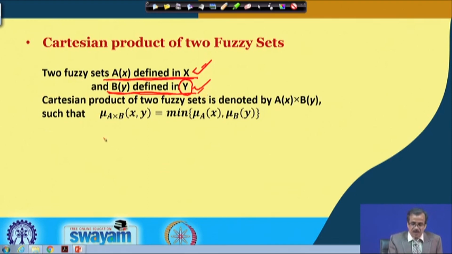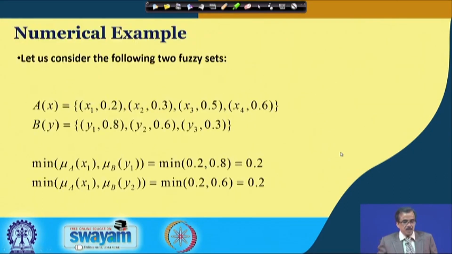The Cartesian product of these two fuzzy sets is defined as mu A Cartesian product B (x, y), which is nothing but the minimum between mu A(x) and mu B(y). So, what you will have to do is compare these two mu values and consider the minimum. Now, let us see how it works.